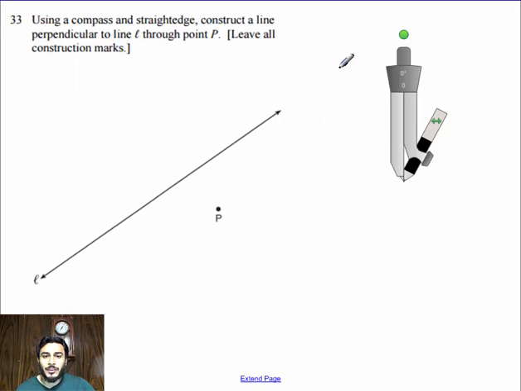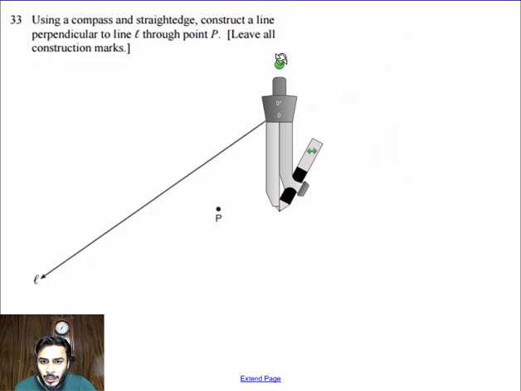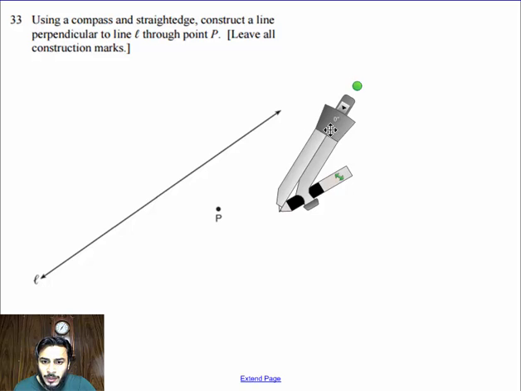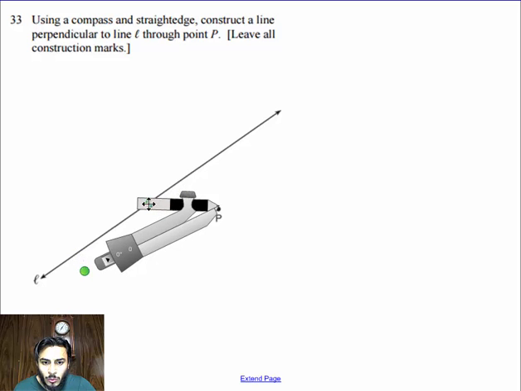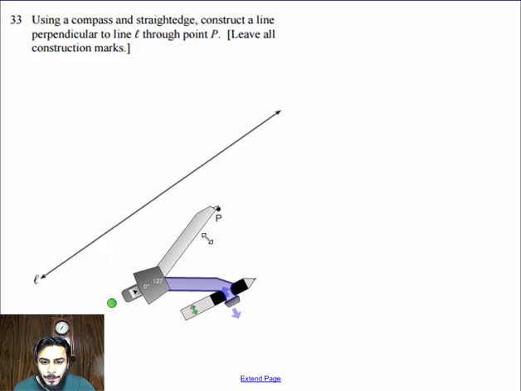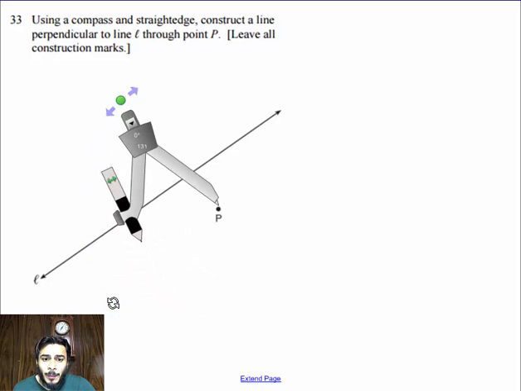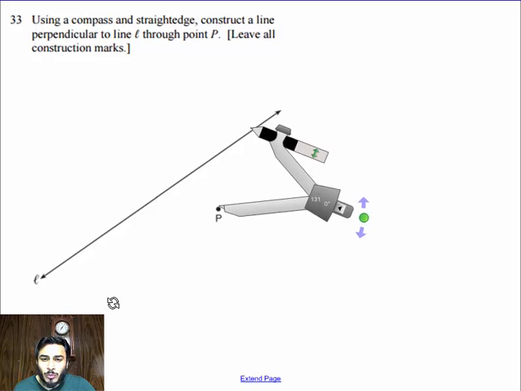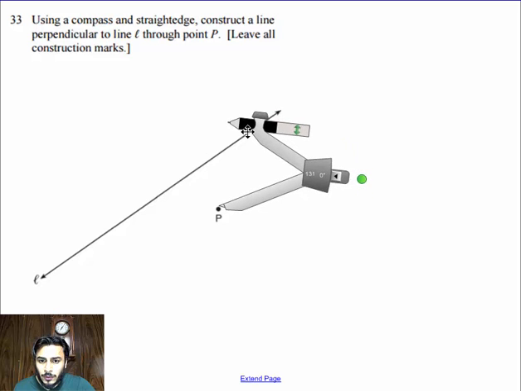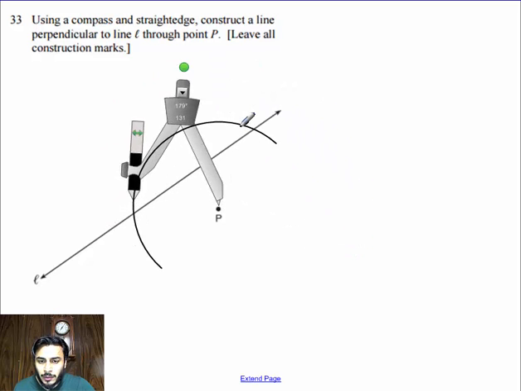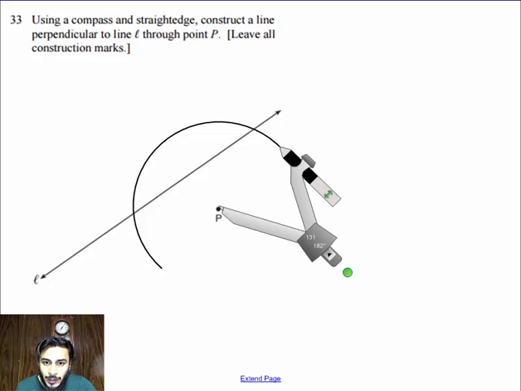Number 33, using a compass and a straight edge, construct a line perpendicular to line L through point P. So we got ourselves a nice construction. It's a perpendicular line through a point. So let's begin. What you want to do is put the compass on point P, and swing an arc that will intersect that line at 2 points. So let's swing it. See how the arc intersects 2 points on that line, right there and right there.